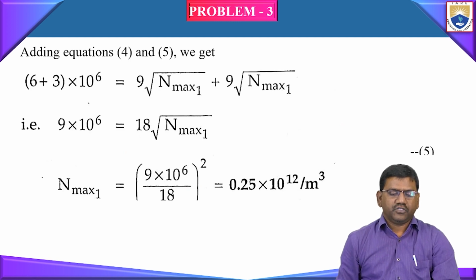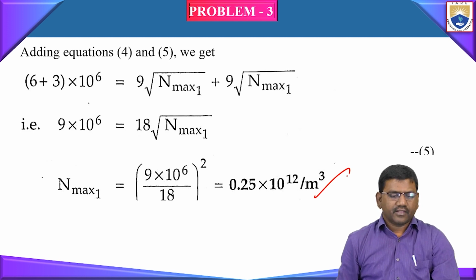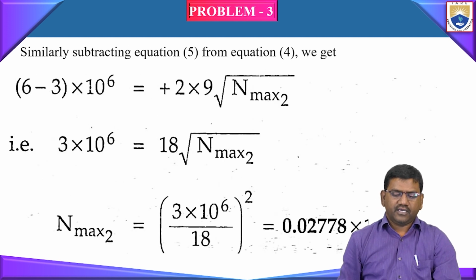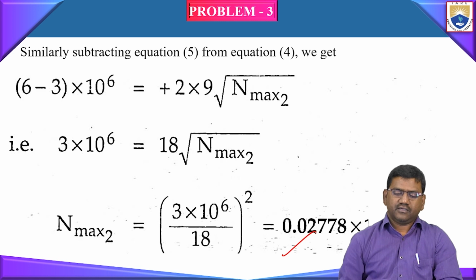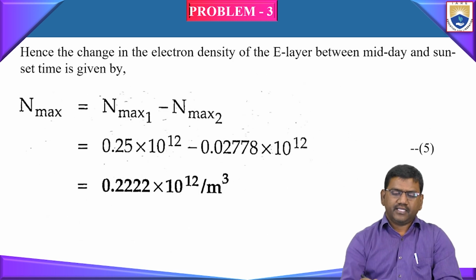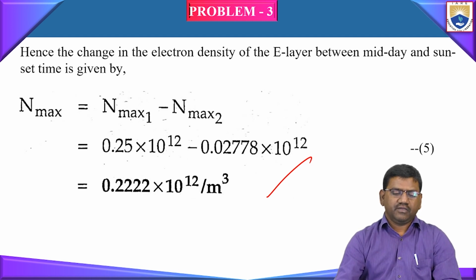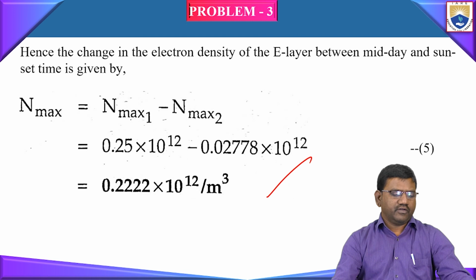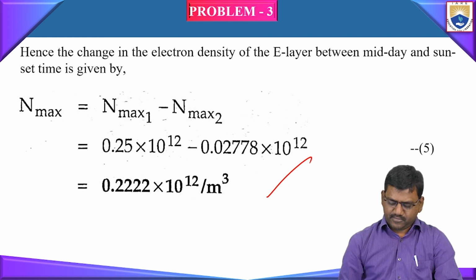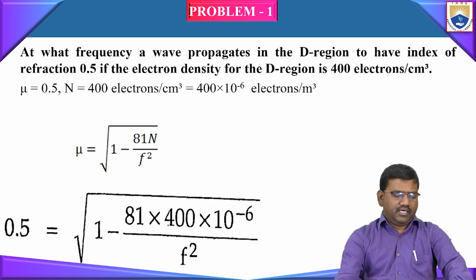So we are adding the two equations. We have the two equations, we will get this equation, and if we simplify, you will get n max 2, and the difference of n is equal to n max 1 minus n max 2, you will get 0.222 into 10 power 12 per meter cubed here. Let us do another problem.